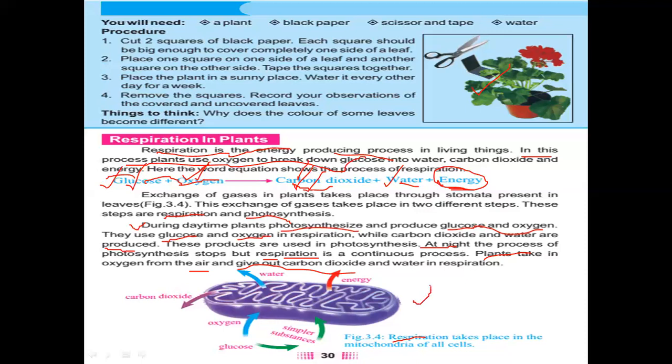In chapter number 1, you have studied a short description of this diagram. What is this? This is mitochondria, a cell organelle which is present in the cytoplasm of a cell. This is the mitochondria which produces energy.